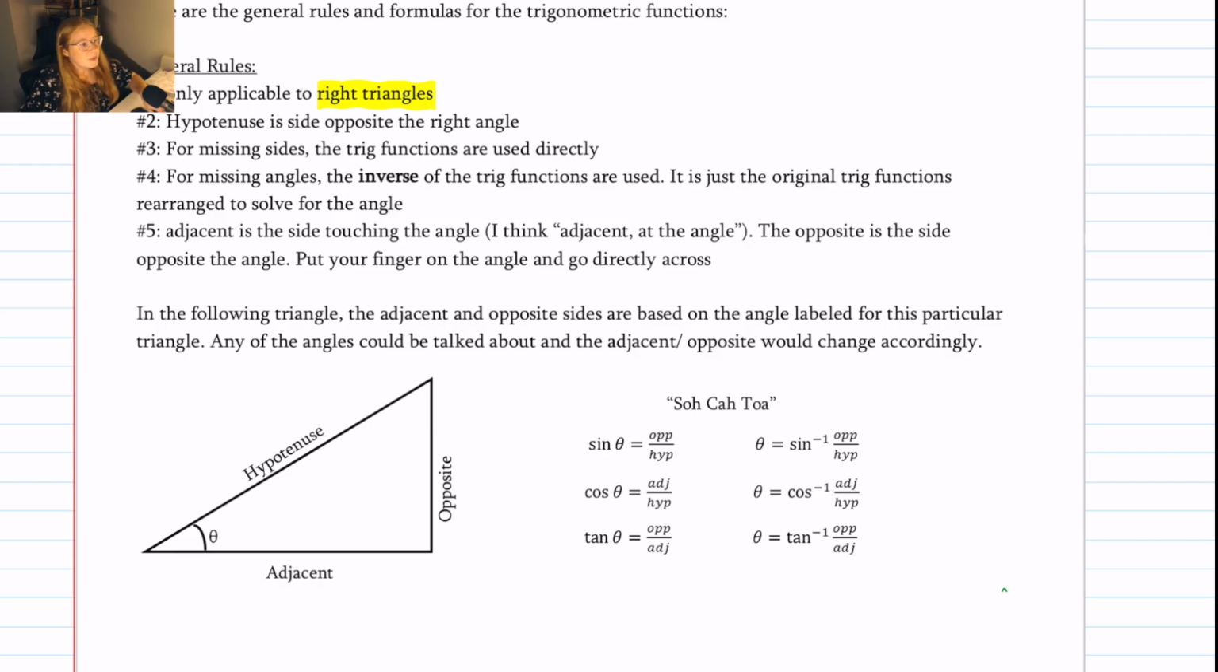Let me do another example with the normal trig functions, because I actually probably should have done that one first, but that's okay. So let's go ahead and make another triangle. And this time we'll do the angle on the top right, just to have something different.